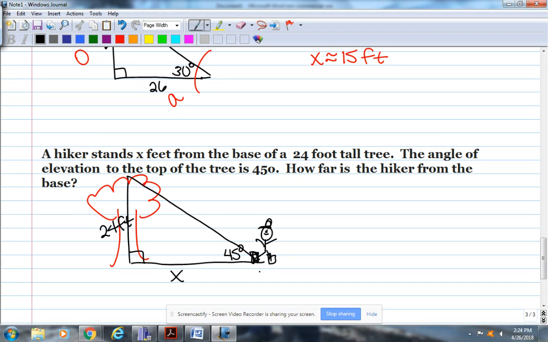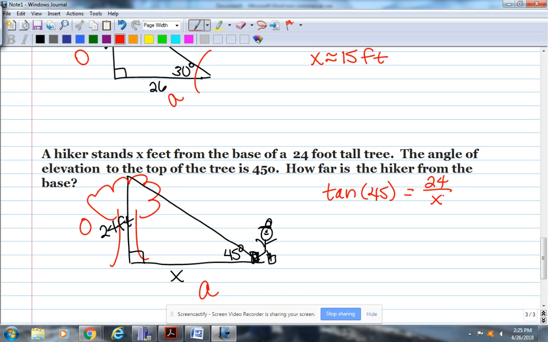So we're going to use something other than tangent this time? I don't need to know the hypotenuse. So the one that doesn't use hypotenuse is tangent. So I'm going to say tangent of 45 degrees equals opposite over adjacent. So that's going to be 24 over x.